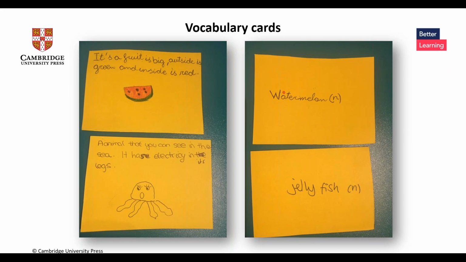And then as a teacher, you also have a great opportunity to work on definitions and help them to correct definitions. So there's been a little bit of correction here in the jellyfish definition, corrected to "it has electricity in its legs" instead of "in the legs", which is a very common mistake by students. But there are also another couple of things that could be corrected. "An animal" there at the beginning of the definition, or for the watermelon, "it's a fruit, it is big outside and it is green inside." So there you've got a few opportunities to help students to correct their definitions.